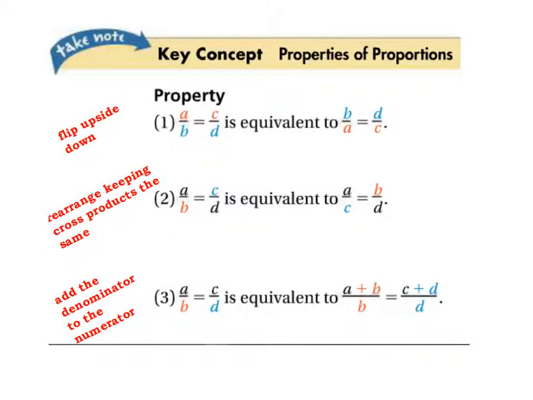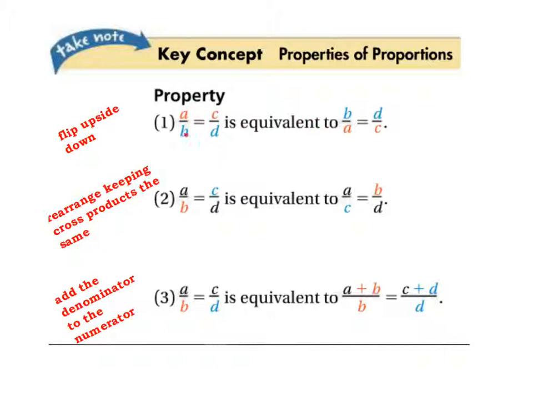Now when we do those cross products, that's really key that you understand that for a proportion, there's different ways to write a proportion, and as long as you can keep your cross products the same, then the proportion is valid. So in this first example, I've just got some ways that you could rearrange it. Right here, let's say I have this. Notice that the cross products are A times D equals B times C. Look at what I've done. I've flipped it upside down.